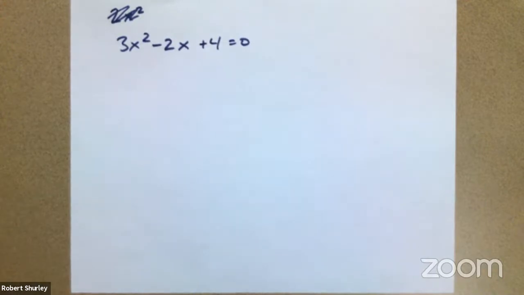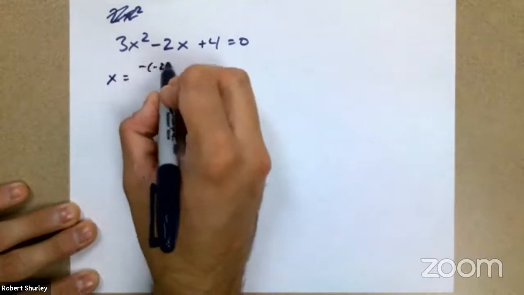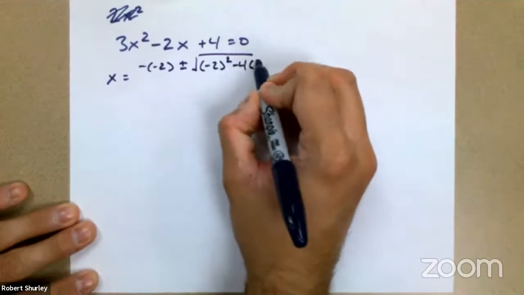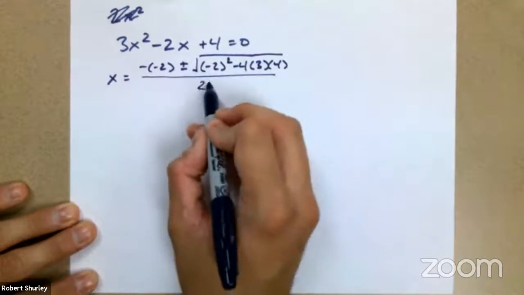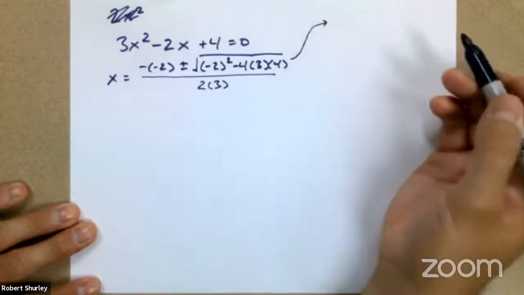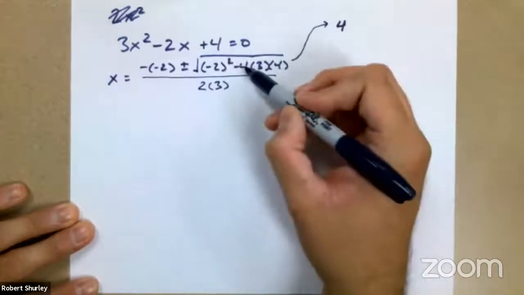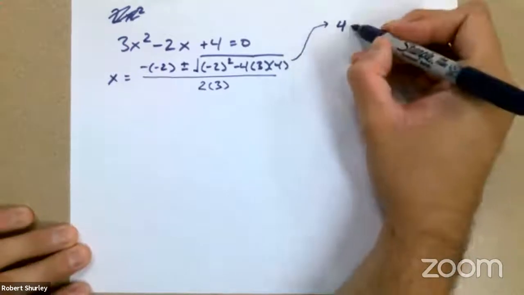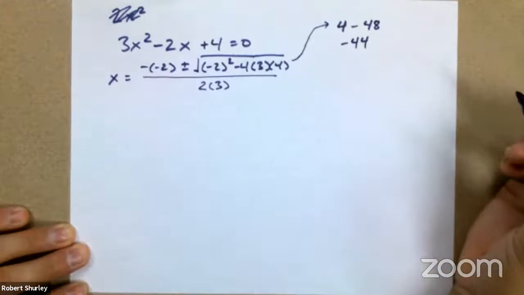Keep working. I'm going to start down this path. So x equals negative b plus or minus the square root of b squared minus 4 times a times c, all over 2 times a, right? So again, I like doing what's under the radical first. Negative 2 squared is 4. And then negative 4 times 3 times 4, that's 16 times 3, that's 48. So minus 48. So you wind up with negative 44 underneath that radical.